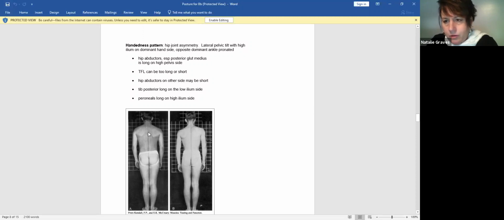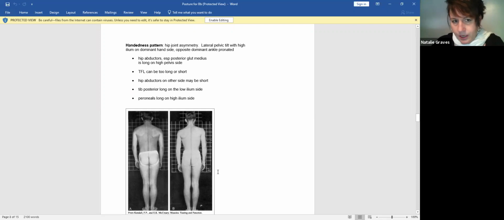Now we've moved from the sagittal plane to the frontal plane here. So we're looking at the person from the back. So you'll want to notice that. And in this picture A, you see that this inferior angle is a little bit lower than this one. This iliac crest on the right is lower than on the left, and so on.